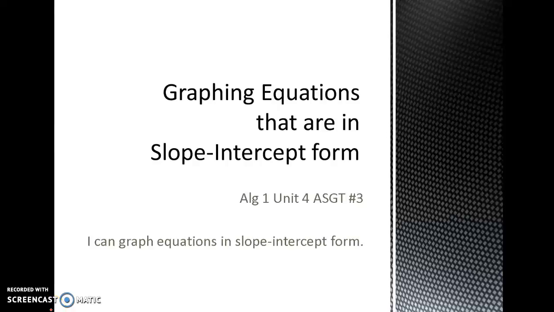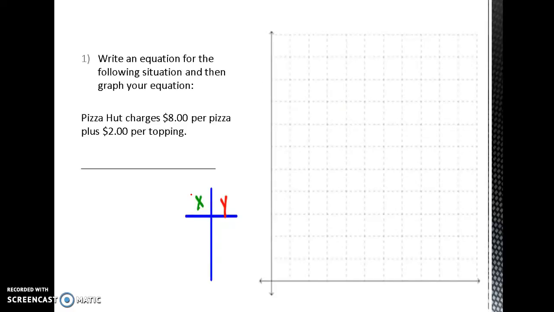So today we are going to be working on graphing equations that are in slope-intercept form. Remember, slope-intercept form is y equals mx plus b, where m is the slope and b is the y-intercept. So you're going to be able to graph them, and you're going to write equations that are in that form. So let's go ahead and get started.